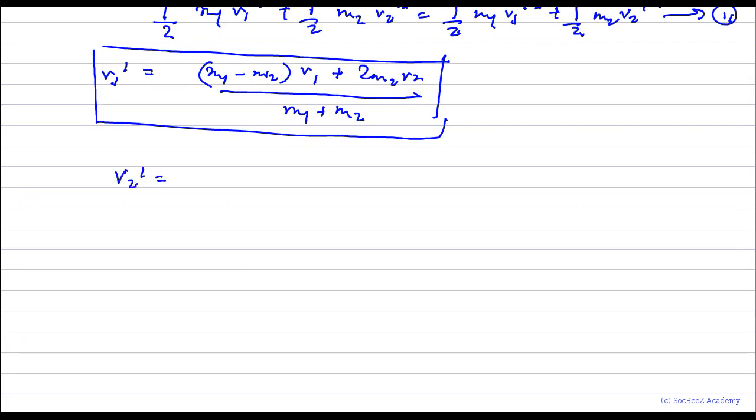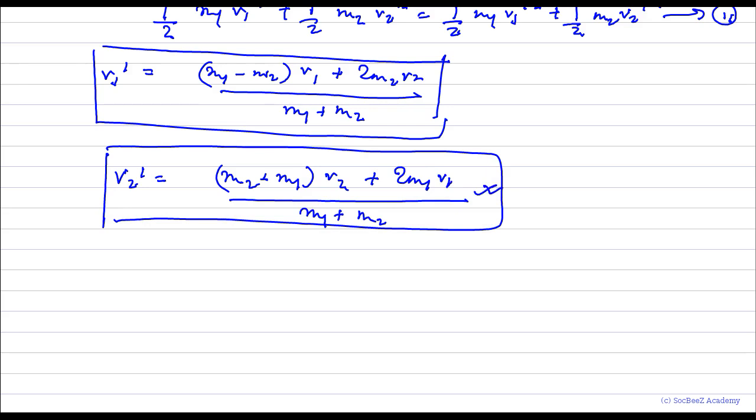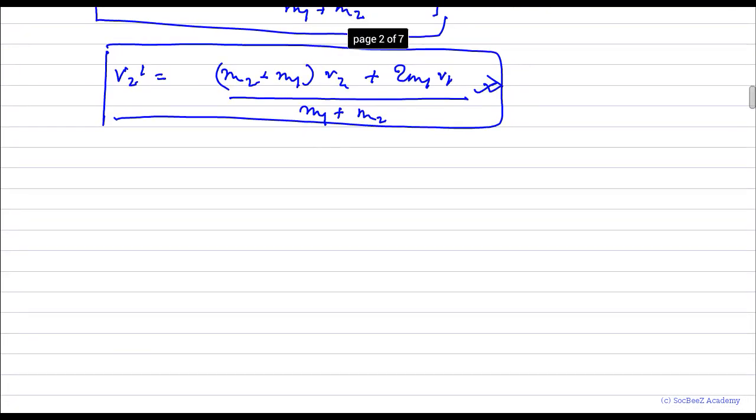And v2 dash is going to be equal to (m2 minus m1) into v2 plus 2 m1 v1, upon m1 plus m2. These are the two basic formulas which we need to remember. Now there are going to be a few special cases related to this collision, the first special case being when m1 equals m2.